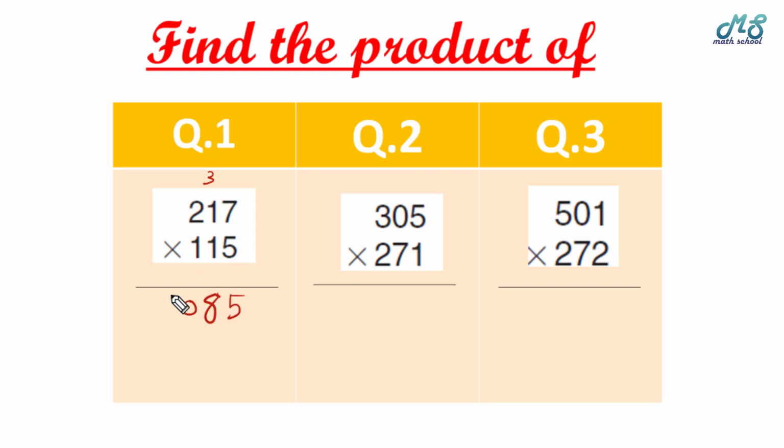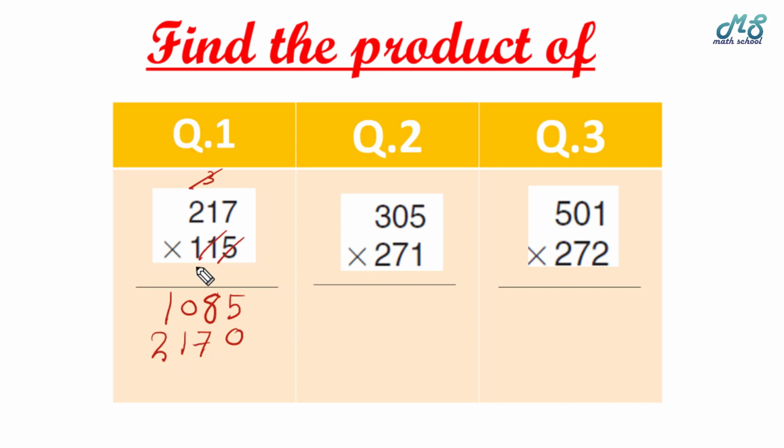5 times 2 equals 10. Next, cancel ones place and cancel what we kept before. Write 0 in ones place. 1 times 217, it will be 217. So write from right to left, 7, 1, 2.